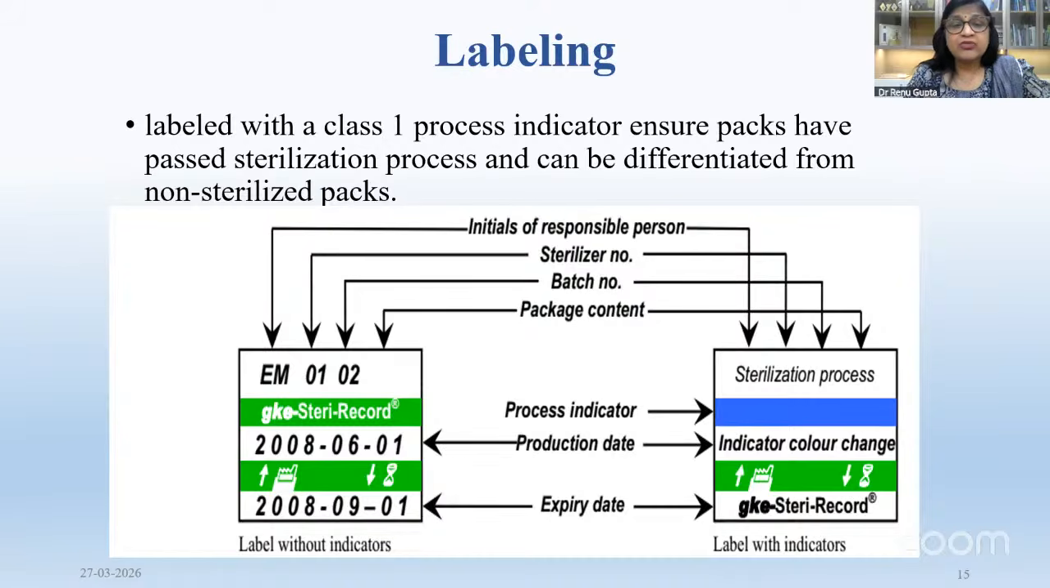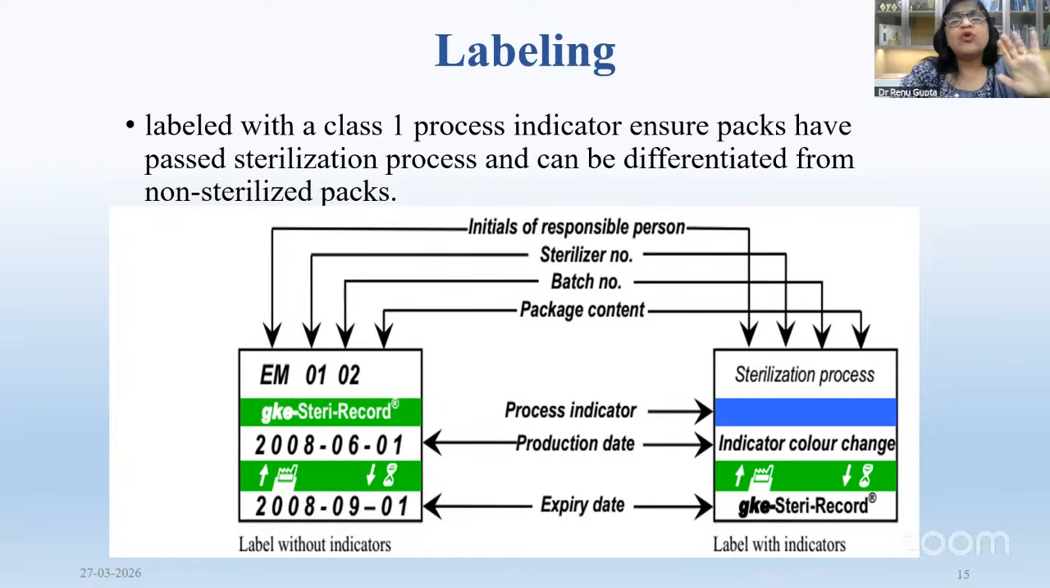So labeling is very important. There should be the initials of the person who is actually putting this in the sterilizer, what is the number of the sterilizer, because in CSSD there can be 10 autoclaves. What is the batch number? What does the pack contain? This is a type 1 indicator. You can put it separately or sometimes it comes as a label.